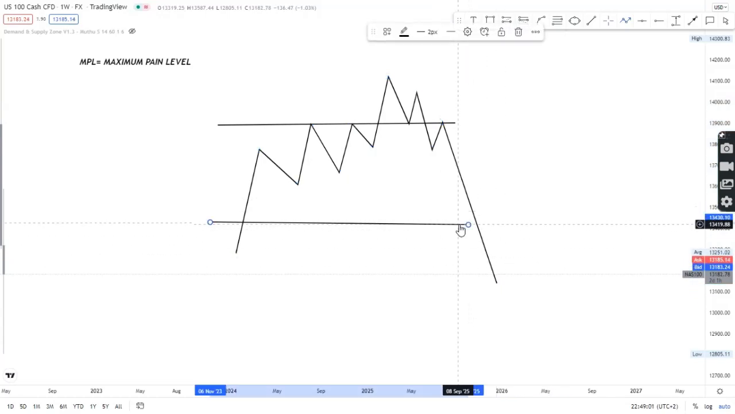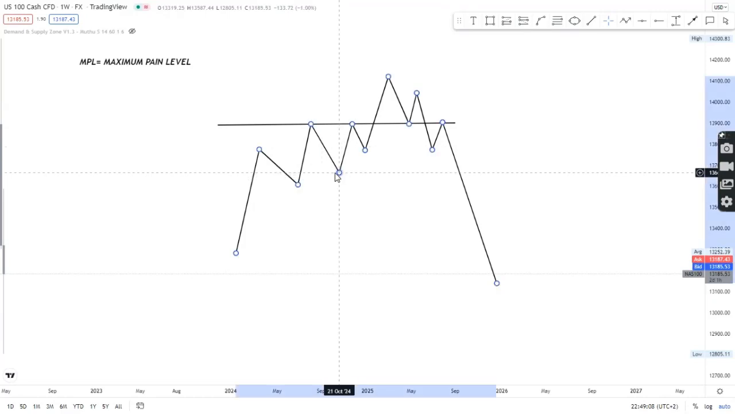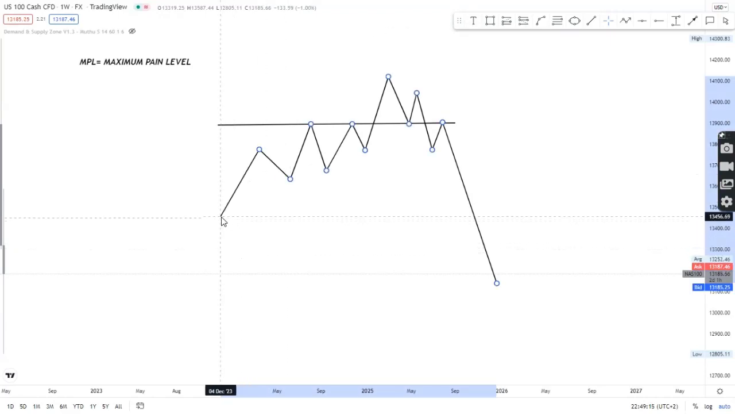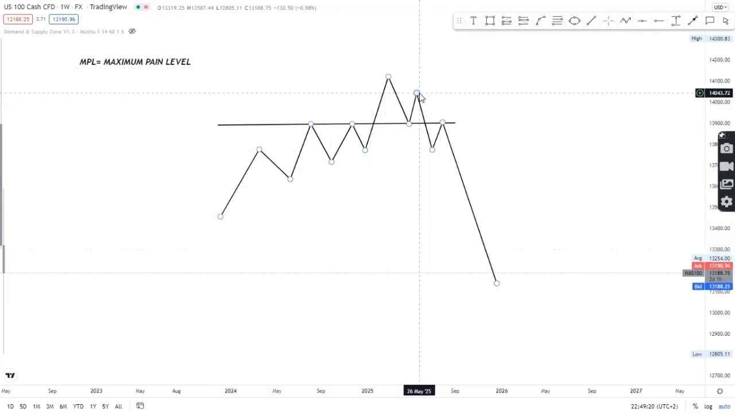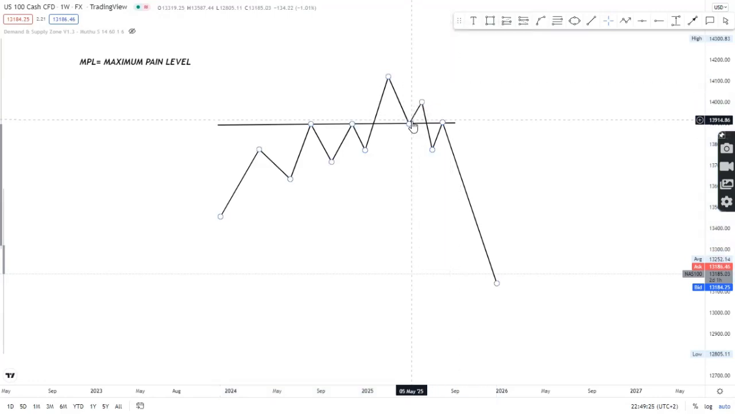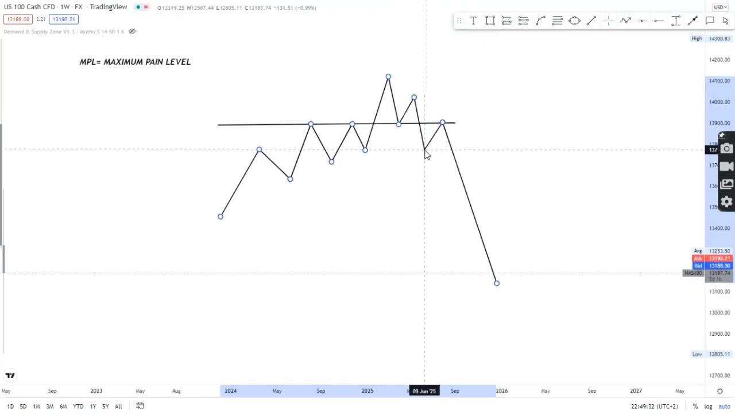Okay, so let me just delete this support here. Let me arrange it nicely for you guys. So this is the previous trend that you have, a series of higher highs and higher lows. And then this is a nice move like that. So do you see what happens here?